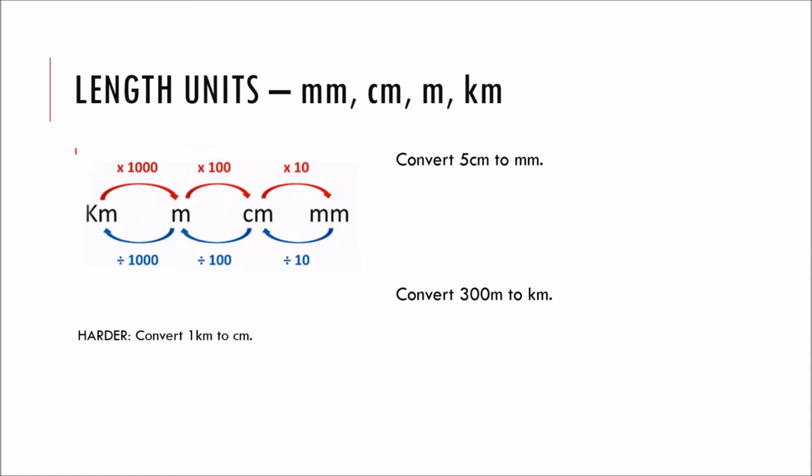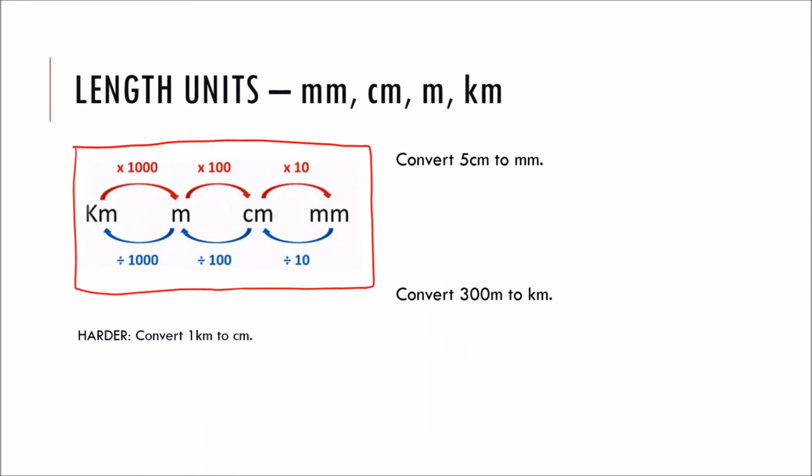Now this little chart that I've got here is super handy. It allows you to go between your centimeters, your kilometers, your millimeters, and all those things by these little handy divide by 10, times by 10, times by 100, divide by 100, and so on. So let's use this chart to convert 5 centimeters to millimeters. If I want to go from centimeters to millimeters, I use this times by 10. So I have my 5, and to go from centimeters to millimeters, I times by 10, and that would give me 50 millimeters.